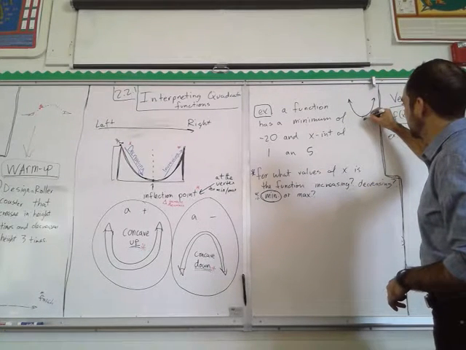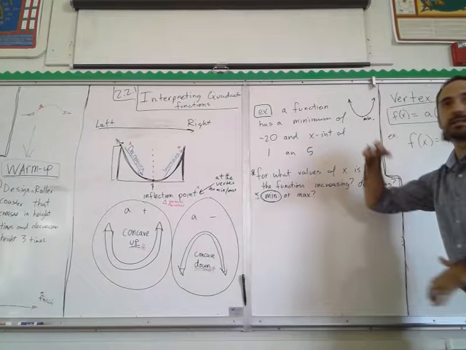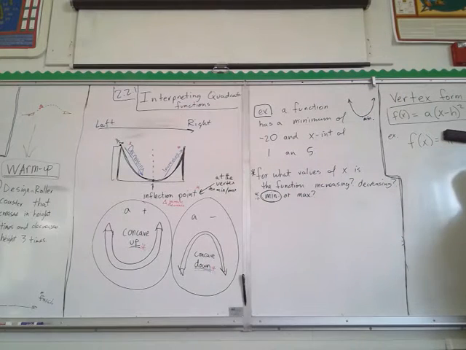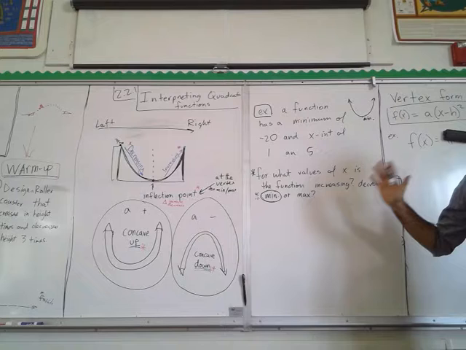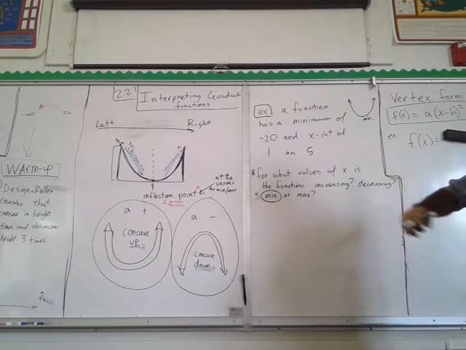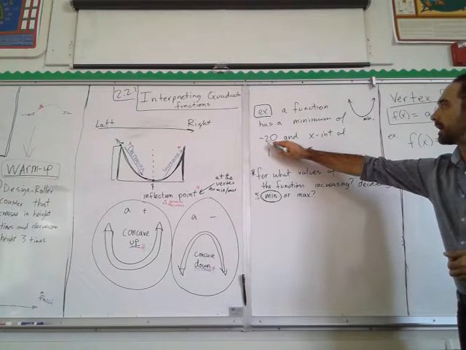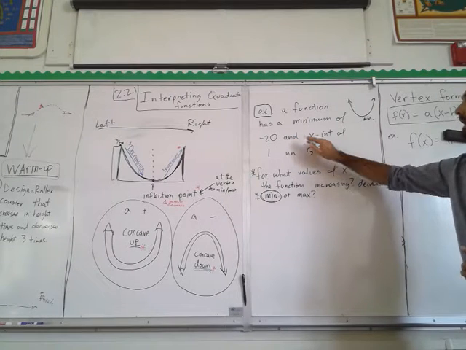Because it's at the very bottom. It's a happy face, right? After you do one of these, you'll remember it'll be really quick. Minimum at negative 20, and the y-intercept of 1 and 5.